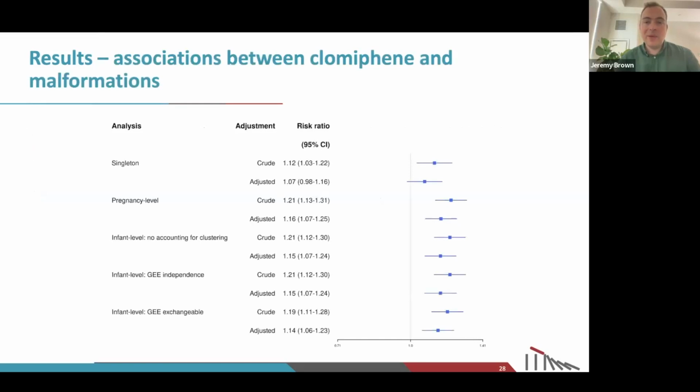And here we have a figure with some of the results. What we'll actually see is that the different approaches, such as the pregnancy level and the infant level approaches, all in this particular example result in similar estimates. So you have adjusted risk ratios of about 1.16 or 1.15. But when we're restricting to singletons, we have a slightly smaller effect estimate of 1.07.